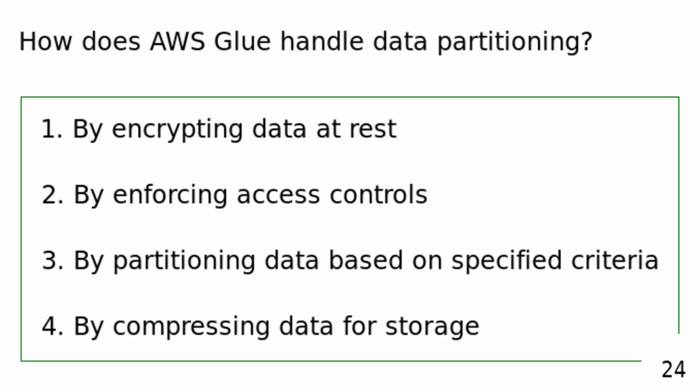How does AWS Glue handle data partitioning? By encrypting data at rest. By enforcing access controls. By partitioning data based on specified criteria. By compressing data for storage.